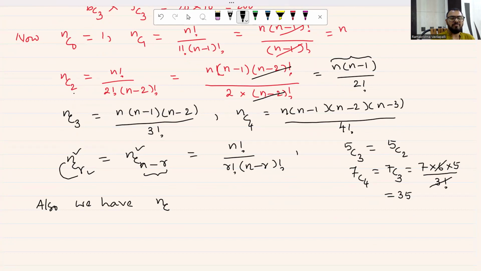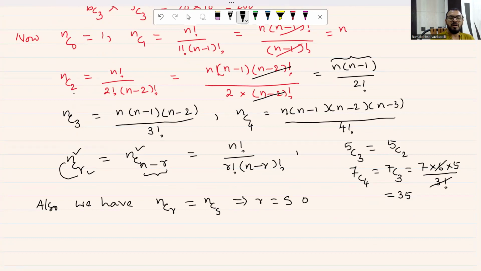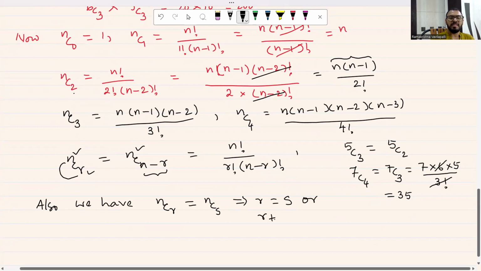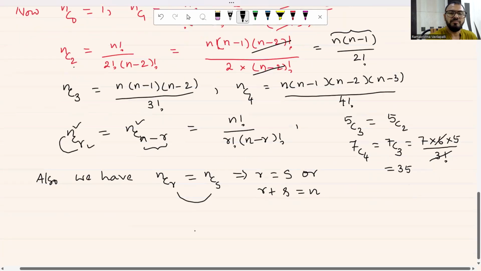And also we have that nCr equal to nCs implies either r equal to s, or r plus s equal to n, the sum of these two. Either r equal to s or r plus s equal to n. Now, of course, we do not require these formulas for CSAT. We require them only for JEE Main and JEE Advanced.